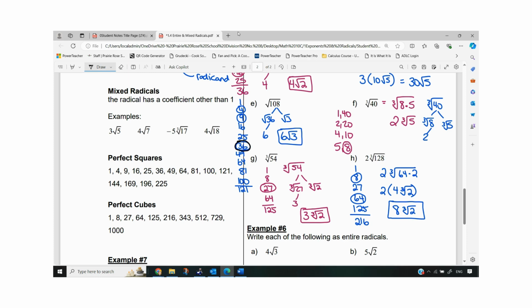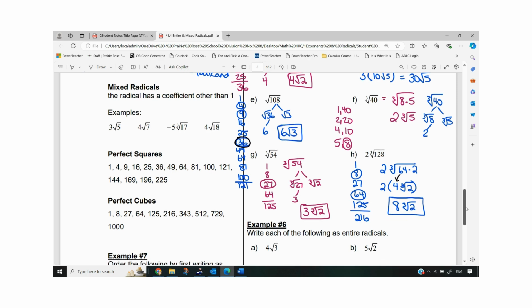Here we have 2 times the cube root of 128. So when I look at my perfect cubes, I've got 8 and 64 that both go into 128, but the biggest one is 64, so that's what I'm going to work with. So I'm going to have 2 times the cube root of 64 times 2. The cube root of 64 can be broken down and gives me 4. 2 times 4 is 8, so I'm left with 8 times the cube root of 2.